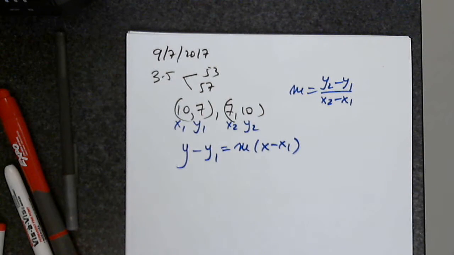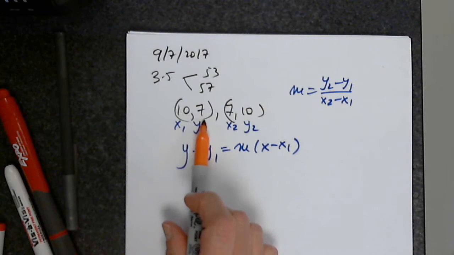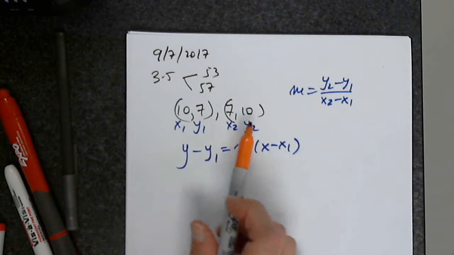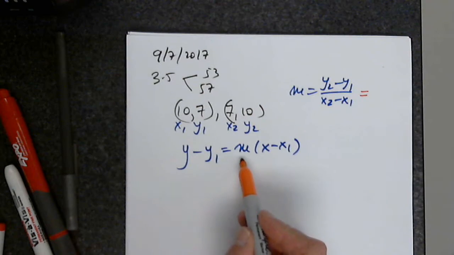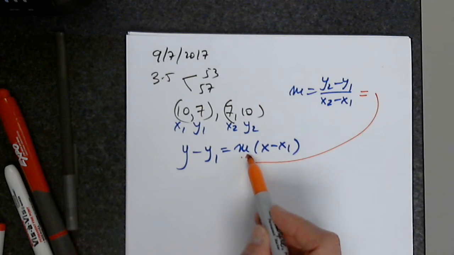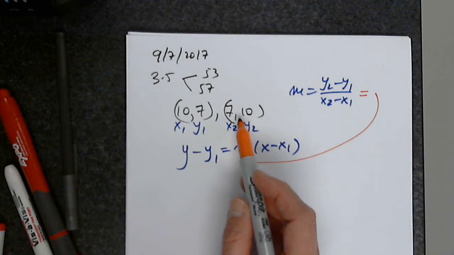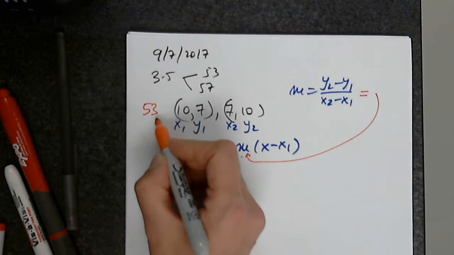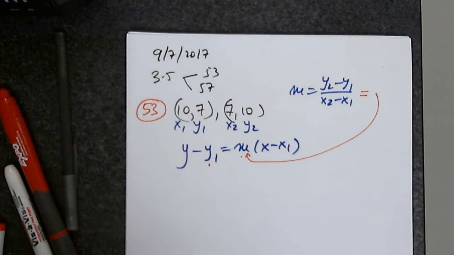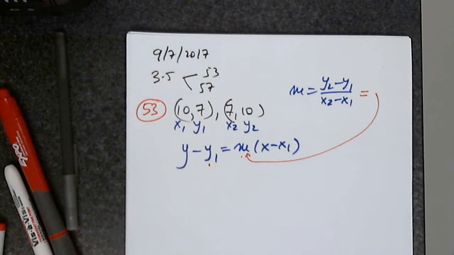Okay. Is that clear? So this is x1, y1, this is x2, y2. Once you get this number, you plug in the slope that you got right here, and any point you want. So either (10, 7), or (7, 10). Do you think that this is good enough for 53? Okay. Yes? Okay, so let's look at 57.